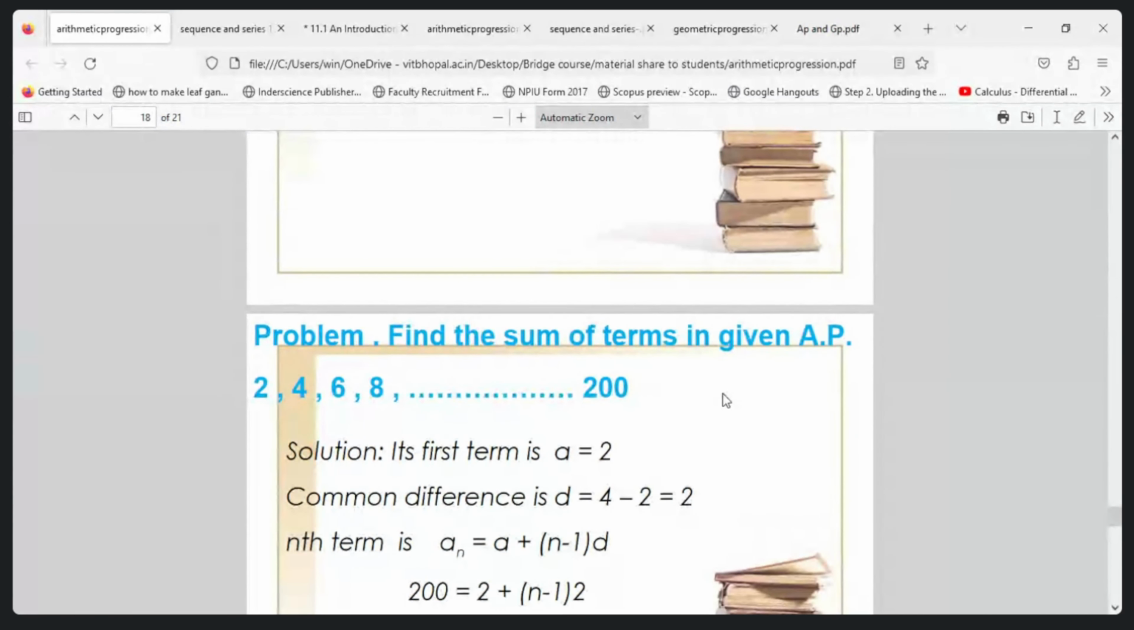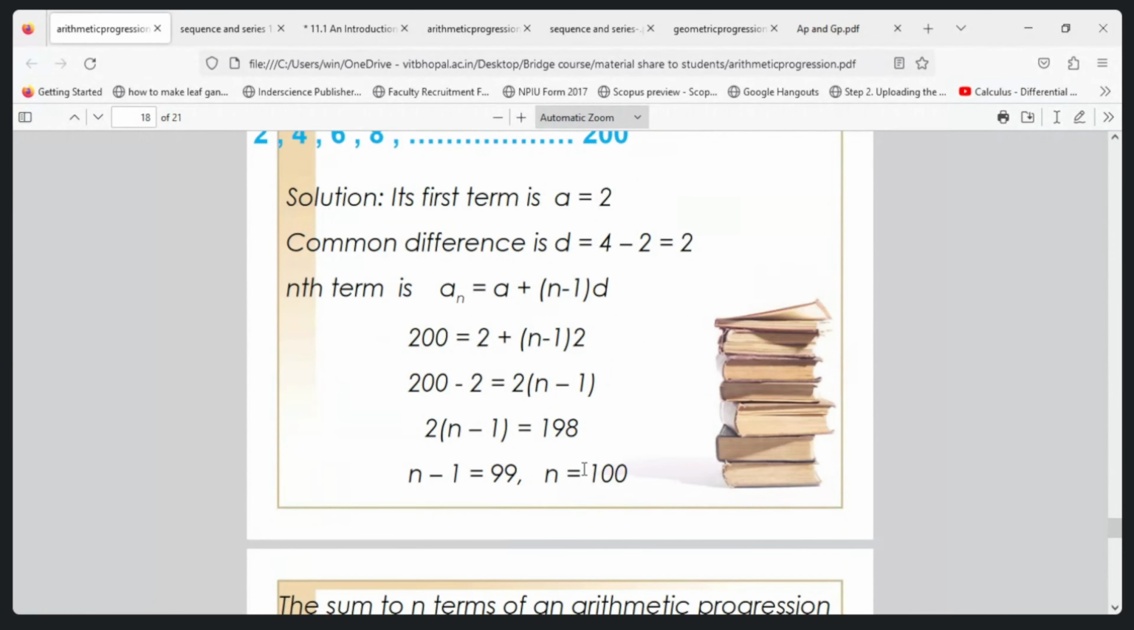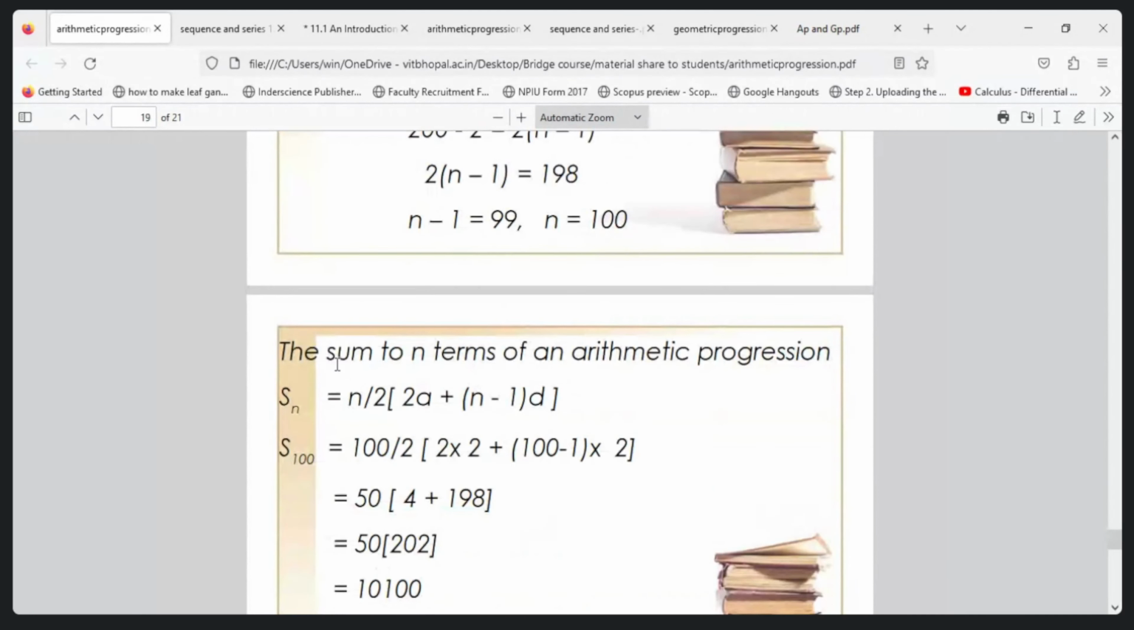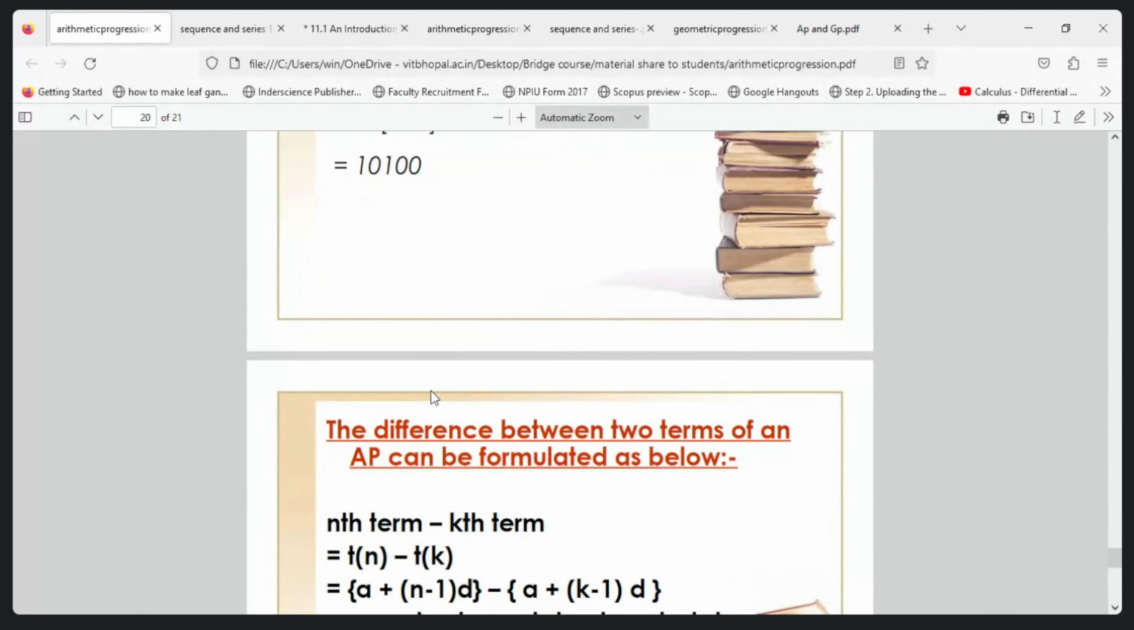Yes, this is 200 here. So you can see here A, and the nth term is A plus (N minus 1) into D. 200 plus this, N is equal to 100. Now the sum of the arithmetic terms, S100, is equal to, we can put in and find the answer.